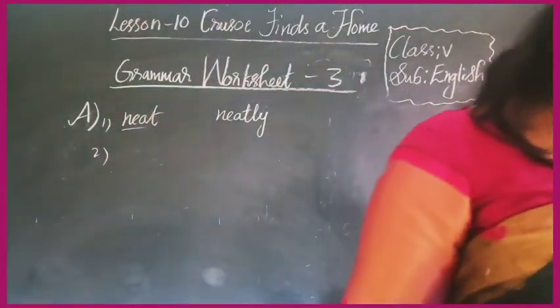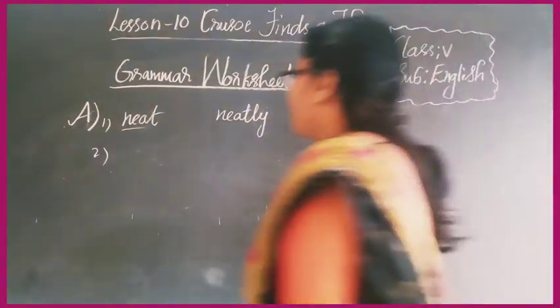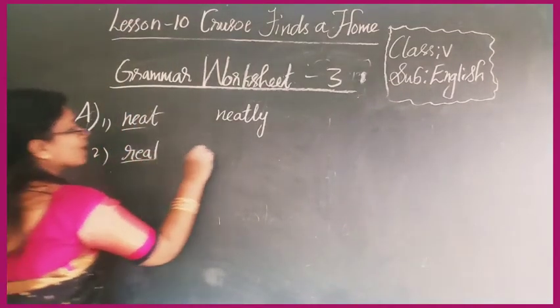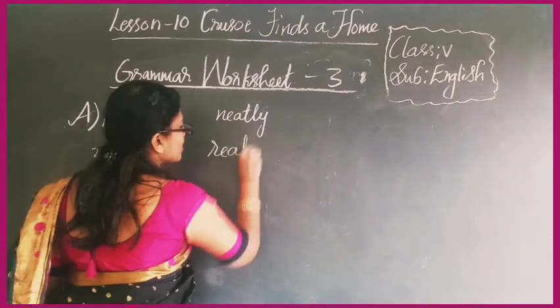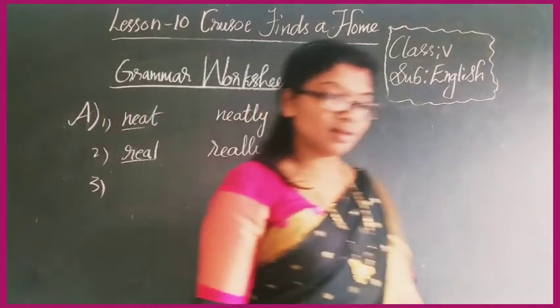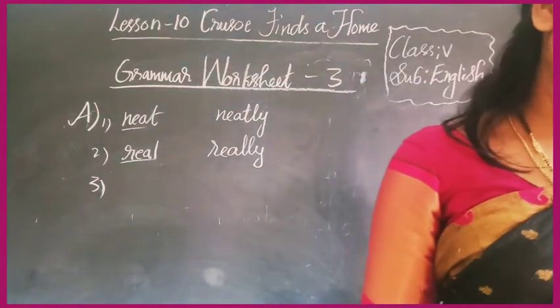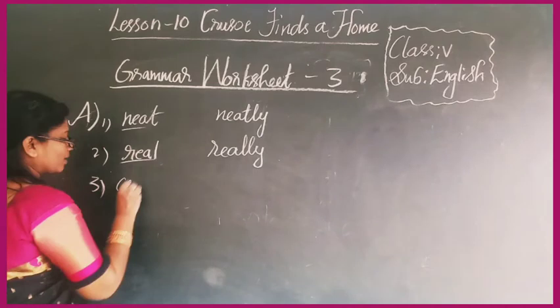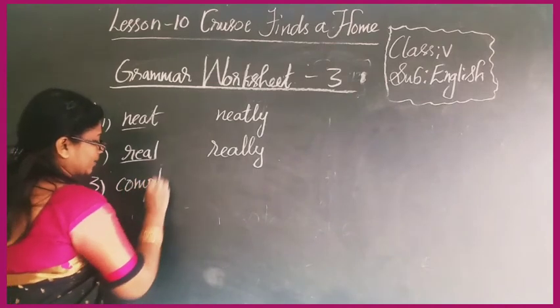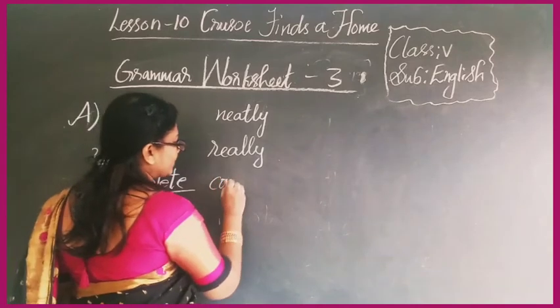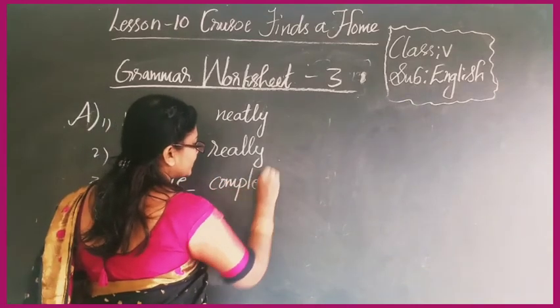Now let's go with the second one. I'm real sorry for coming late. How should it be? Really. I'm really sorry. R-E-A-L-L-Y. I'm really sorry for coming late. Third one. Sunil's bag got complete wet in the rain. You should underline complete and write completely.